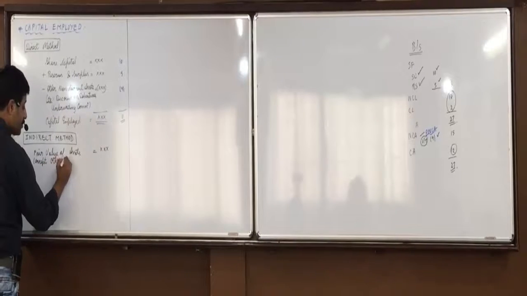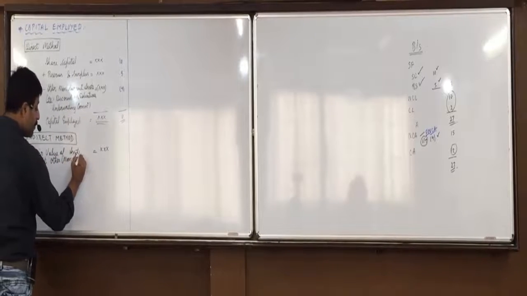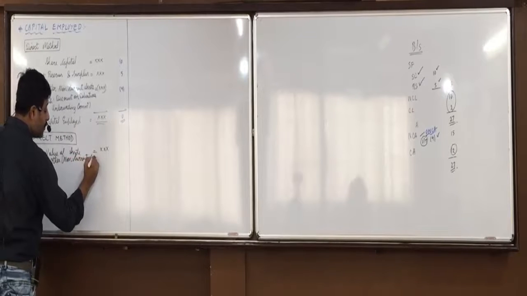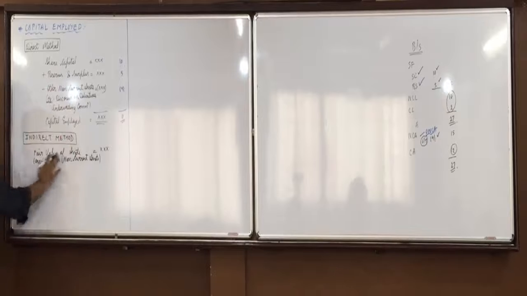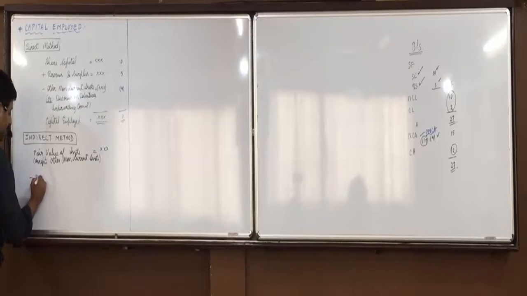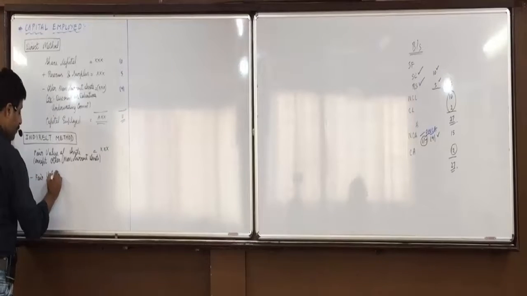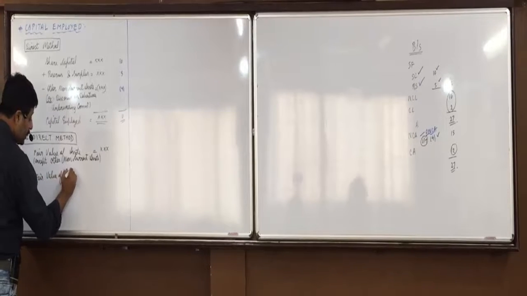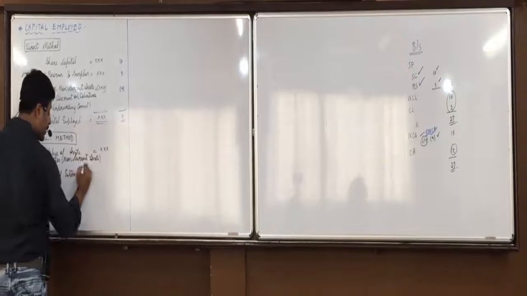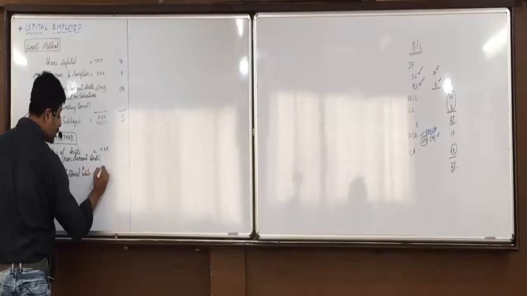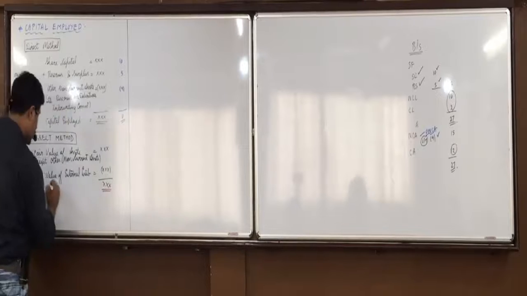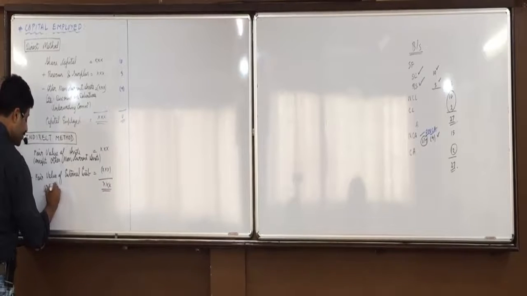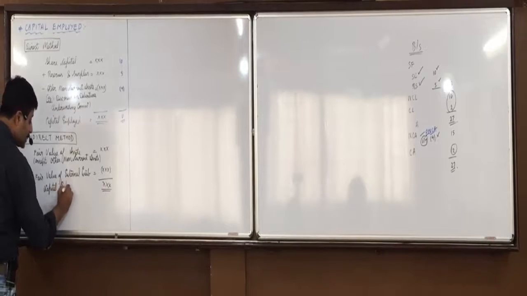other non-current assets, they will not be included, because they are included in the direct method. So all fair value of assets except other non-current assets, minus fair value of which liabilities? External liabilities, minus fair value of external liabilities, and again what would you get? Capital employed.